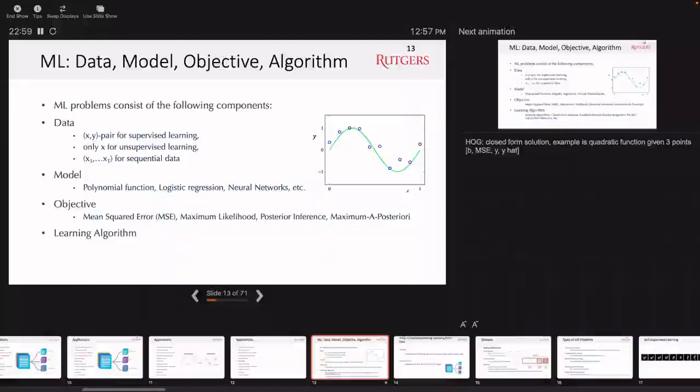This is just an overview slide. We're not going to talk about a lot of details. Maximum likelihood, posterior inference, and MAP, we're going to talk about later throughout this course. For now, we can very briefly talk about MSE. So what's MSE?